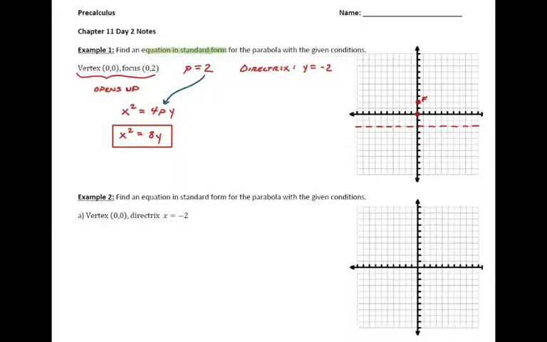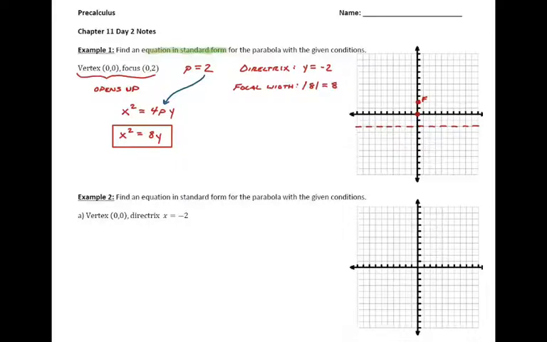All I need to do is identify how wide this parabola should be at the focus. And what we call that is our focal width. So the focal width is always going to be the absolute value of 4p. And 4p in this example is 8, which is the number in front of my y. That whole number is our value for 4p. So the focal width is going to be the absolute value of 8, which is 8.